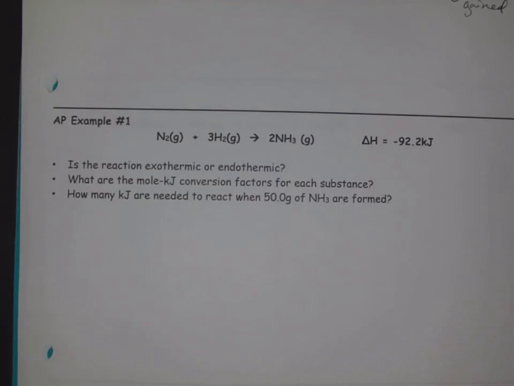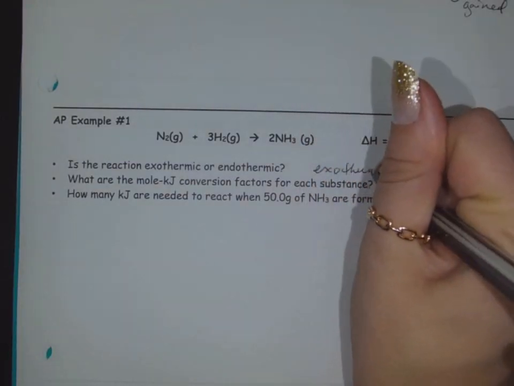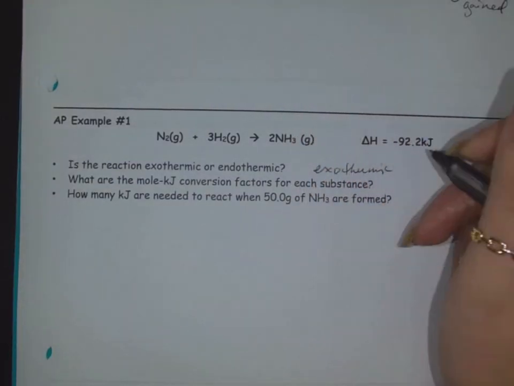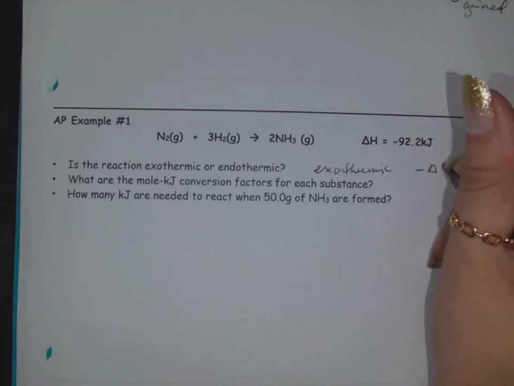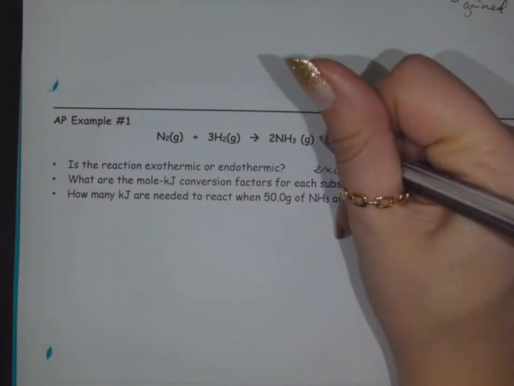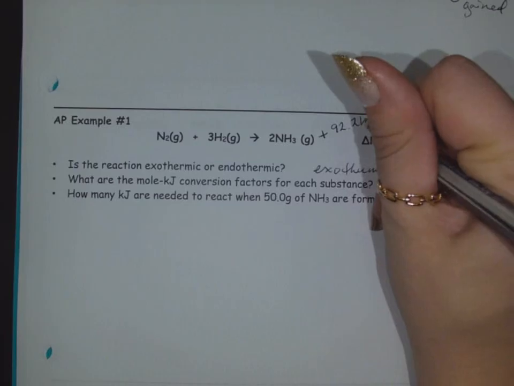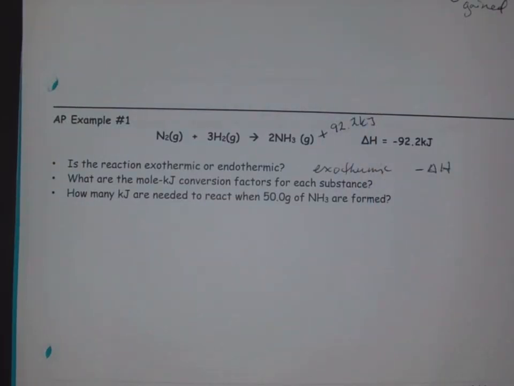Example number 1. Is the reaction exothermic or endothermic? It's exothermic. And I know this because I have a negative delta H. Okay, so that means it's going to be released. So let's write that in. We're going to do a product plus 92.2 kilojoules. That's how much is going to be released.